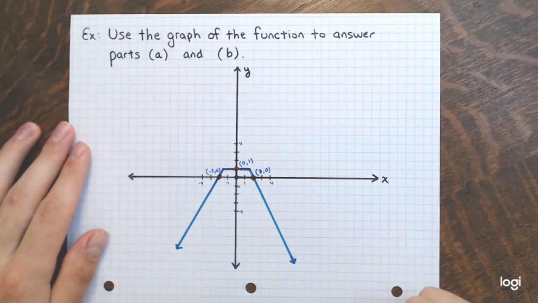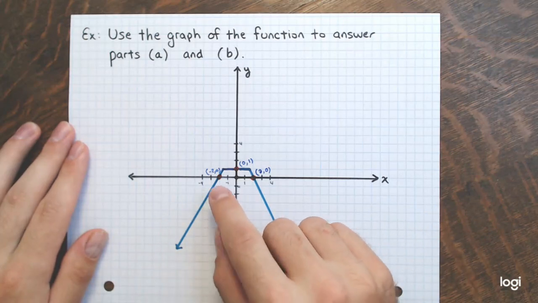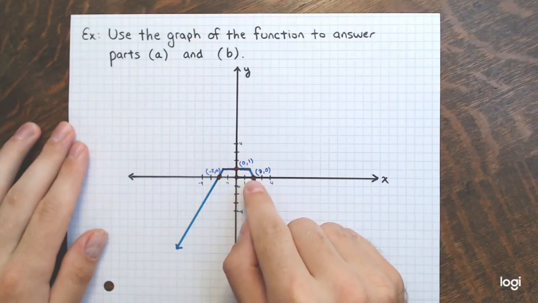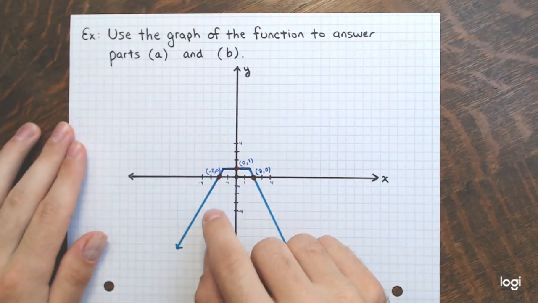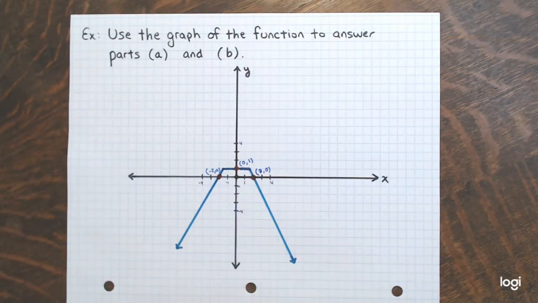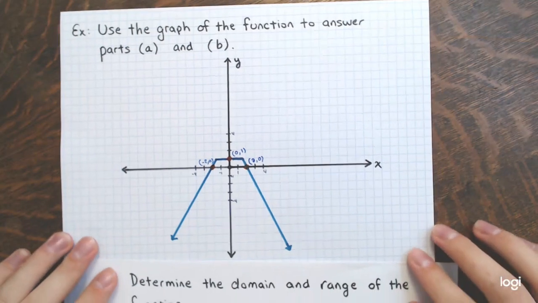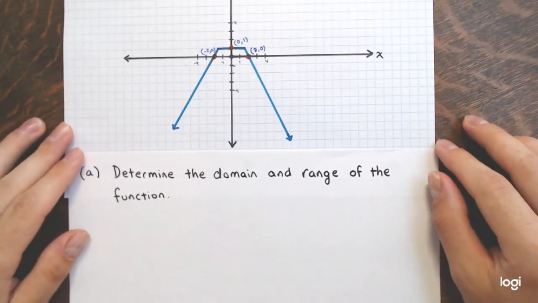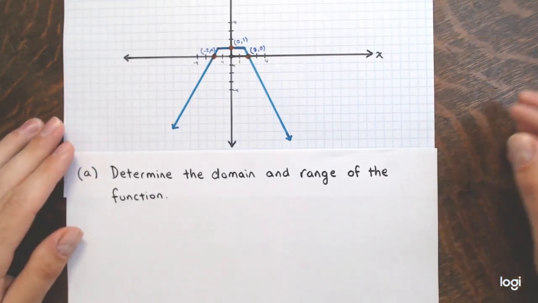And then I have some special points labeled. The point (-2, 0) is on this graph, the point (0, 1) is on this graph, and the point (2, 0) is on this graph. But there's infinitely many points. I just pointed out there are only 3 that are specifically labeled. So the first question, part A, is the following: using that picture up there, determine the domain and range of the function.